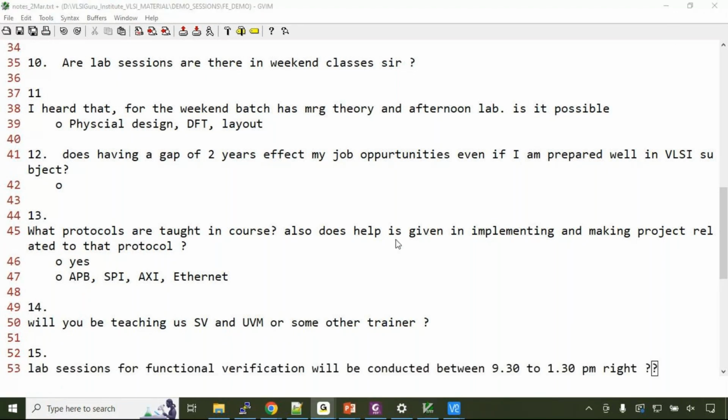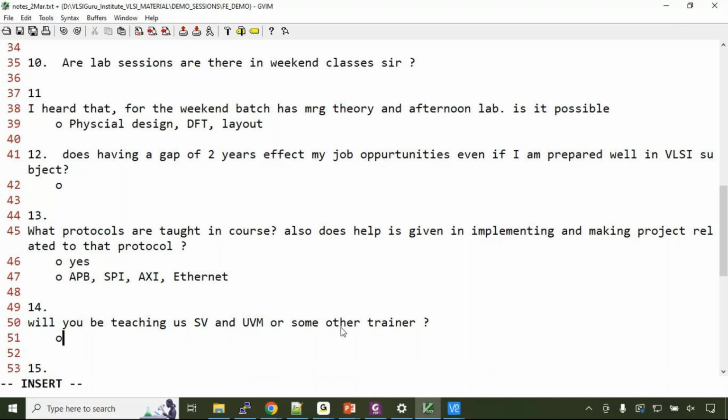Will you be teaching SVUM, or some other trainer? It could be a mix of people. Sometimes I do. For example, there are two SV batches running now. I'm doing one of them, and my other colleague is doing another batch.